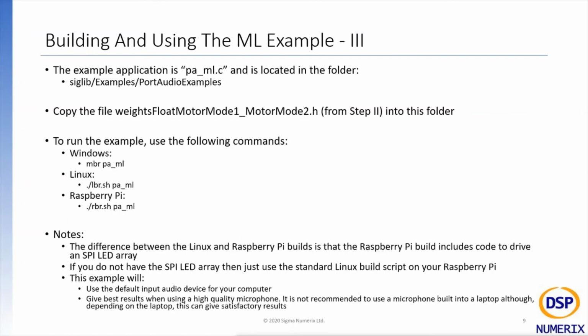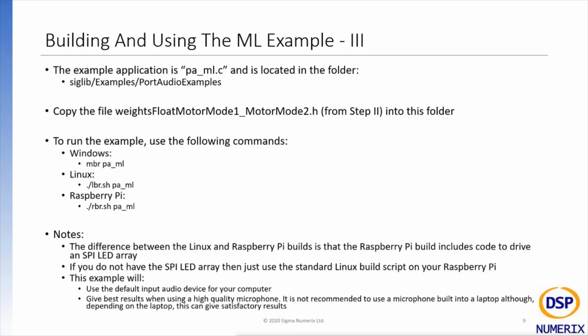So if you take the header file that's generated, you then need to copy it into the example folder, and all of the SIGLIBE real-time examples use an audio library called Port Audio. So these examples are stored in the folder called Port Audio Examples. Copy the header file into that folder, and then we can build and run the examples using the following commands. We have a Microsoft build and run batch file, we have a Linux build and run shell script, and we also have one for the Raspberry Pi, which is the one that I was running for the demo today.